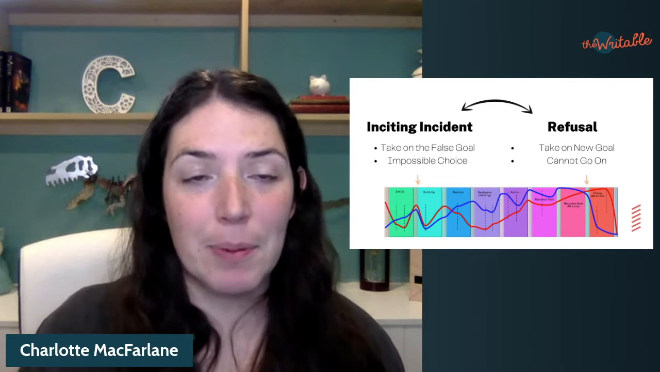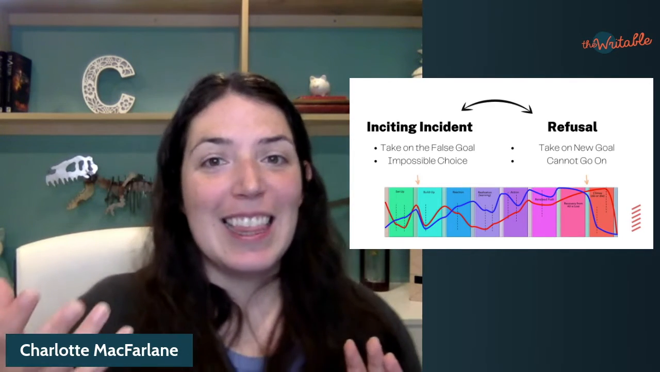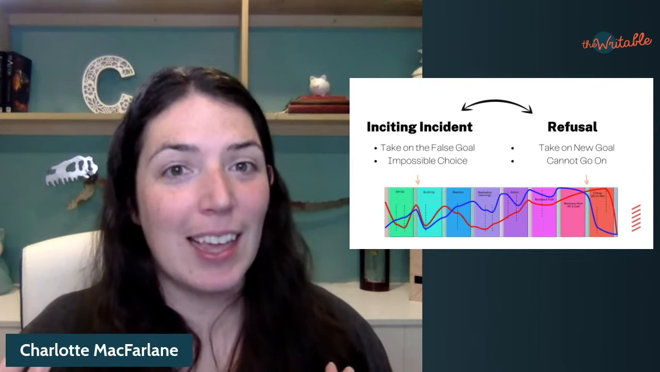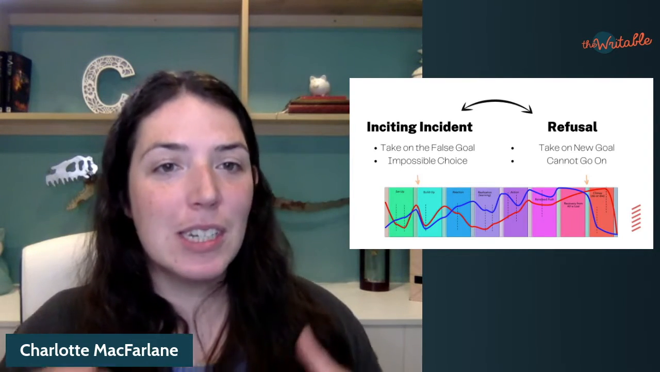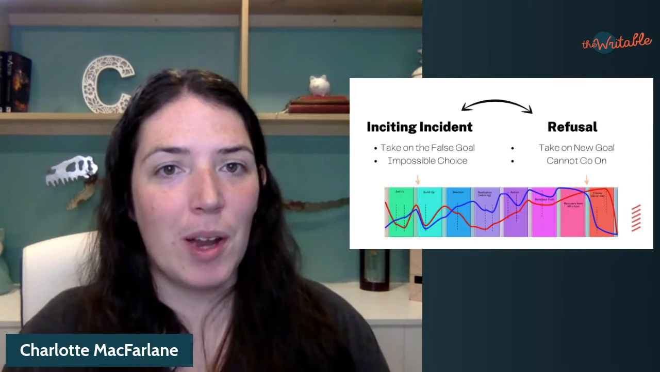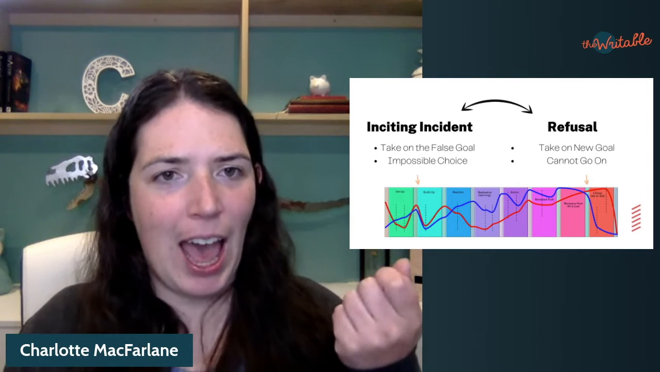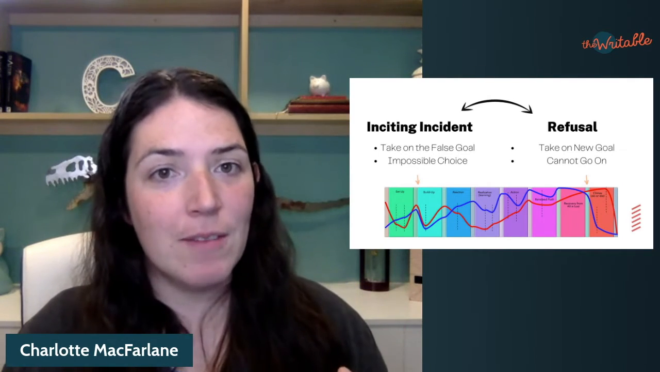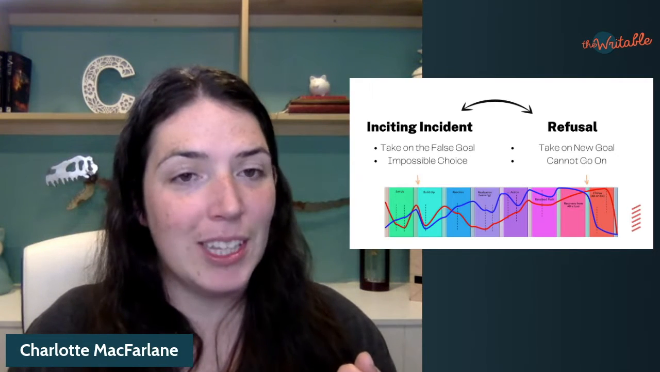The refusal happens in Act 3. It's almost the exact same thing that happens. They're going to take on a new goal. They're going to reject the old goal and take on the new one. In the inciting incident, they had a goal to avoid this adventure, and then they have to take on the adventure, so they change their goal in that way.